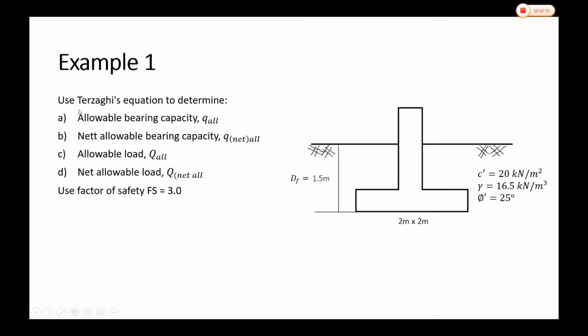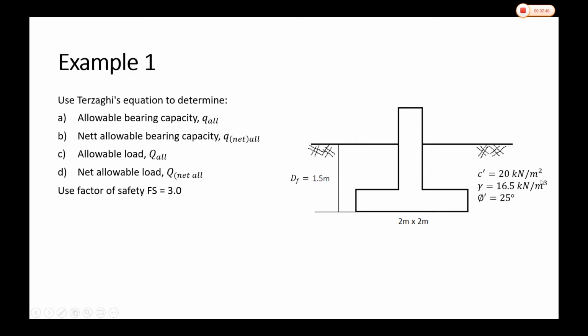Based on this question, we need to use the Terzaghi's equations to determine all the parameters that we need here. So we need to determine the allowable bearing capacity, q subscript all. We need to determine the net allowable bearing capacity. We need to determine the allowable load, capital letter Q subscript all, and the net allowable load. For all these equations, we need to use the factor of safety FS equal to 3.0. As you can see here, these are the problem given.